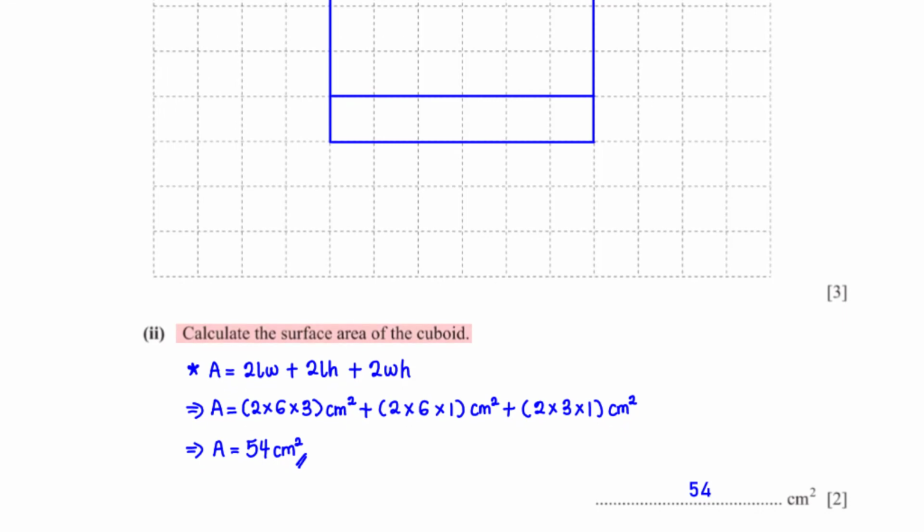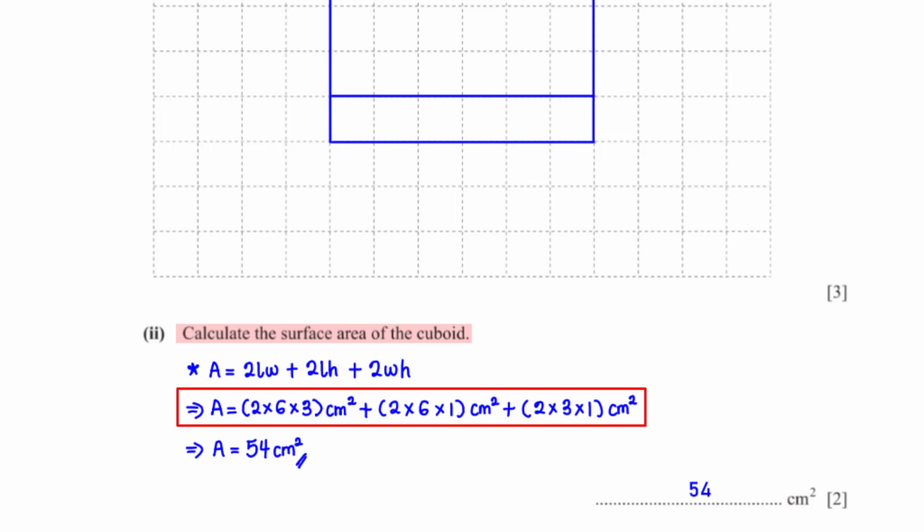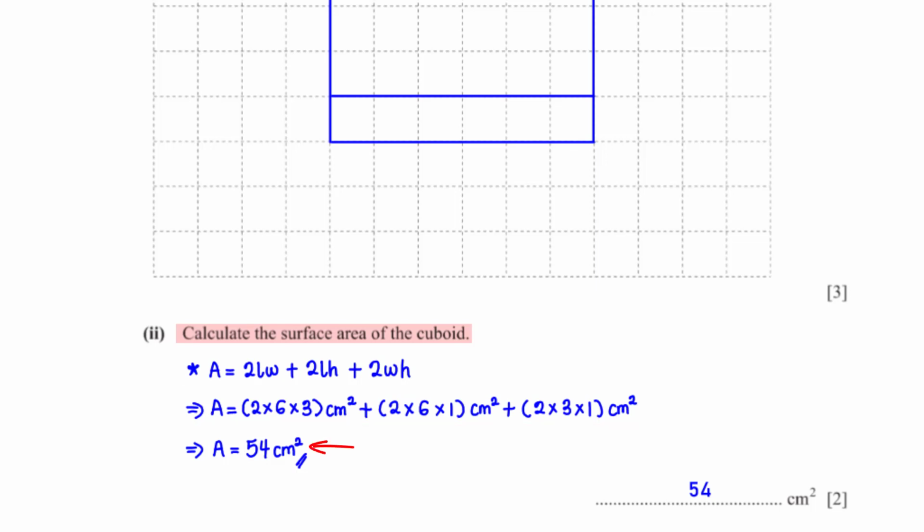Calculate the surface area of the cuboid. Here is the formula for the surface area of a cuboid. The length L is 6 centimeters, the width W is 3 centimeters, and the height H is 1 centimeter. When we type this into the calculator, we get 54 centimeters squared.